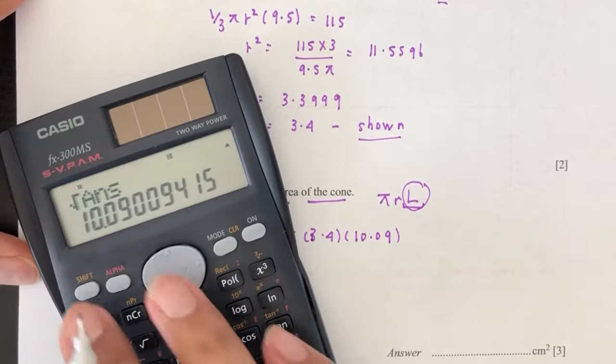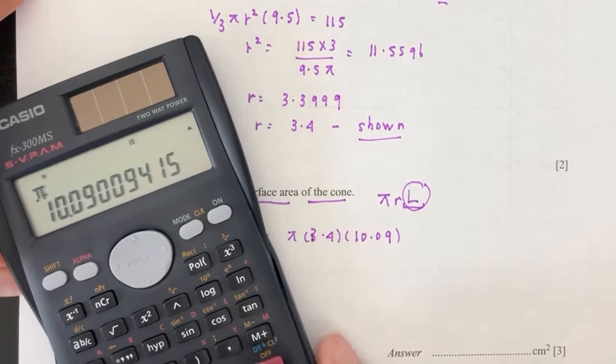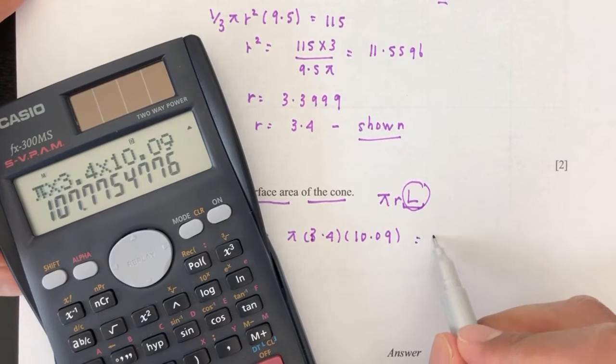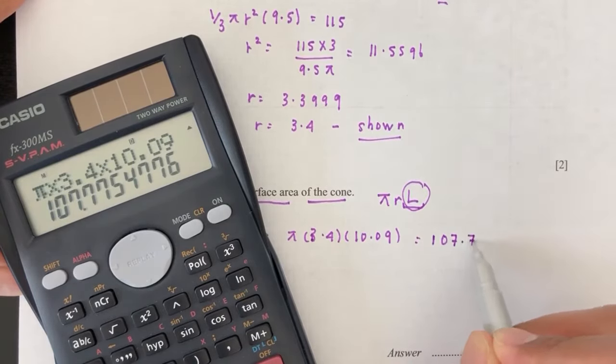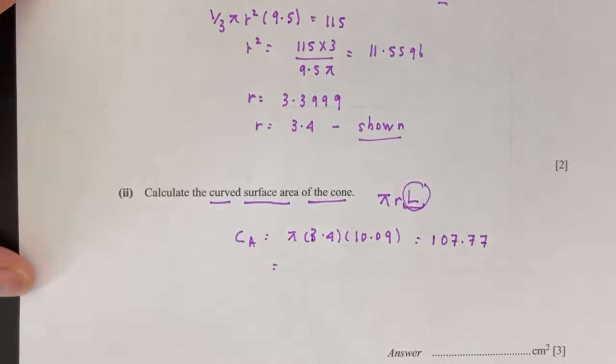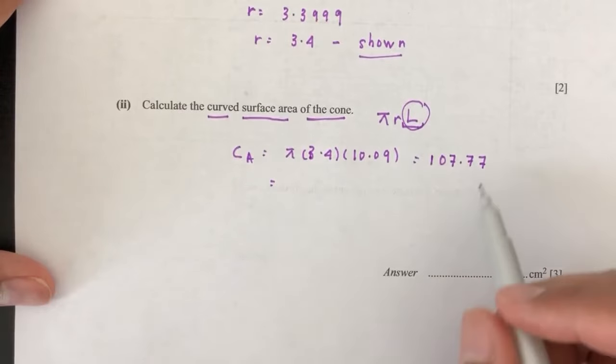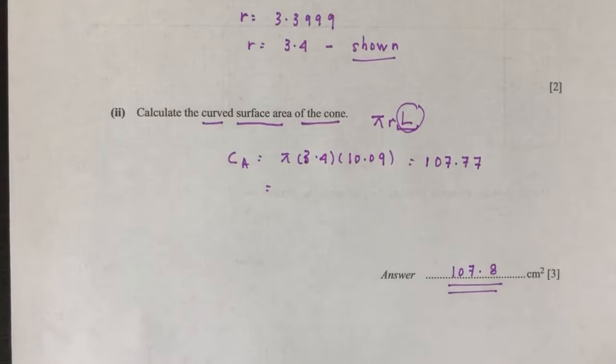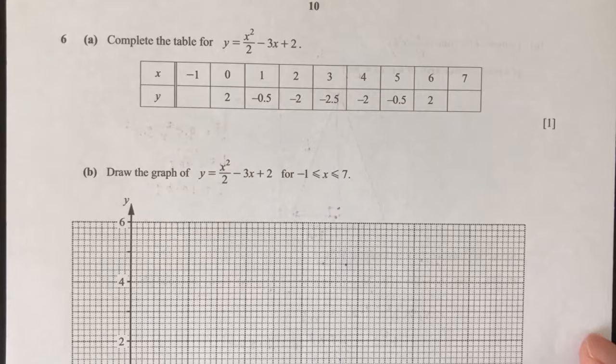So pi times 3.4 times 10.09, that will be 107.77. So write your answer correct to 1 decimal place. You will have 107.8. That is part B of this question. So that is question number 5. Question number 6, part A.